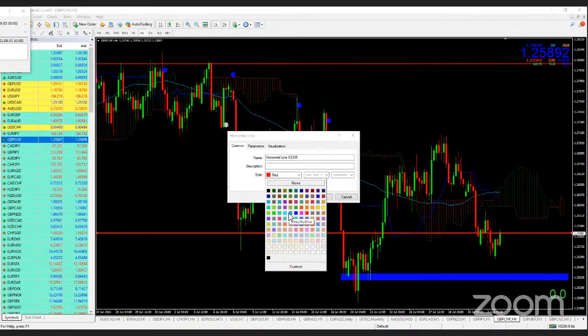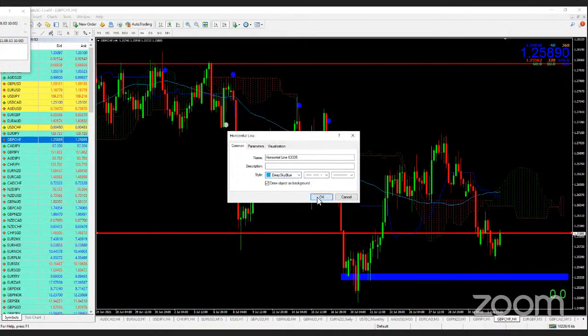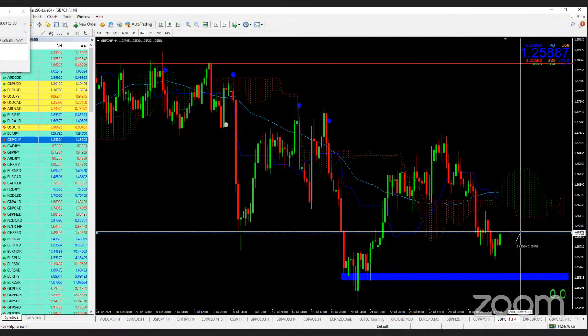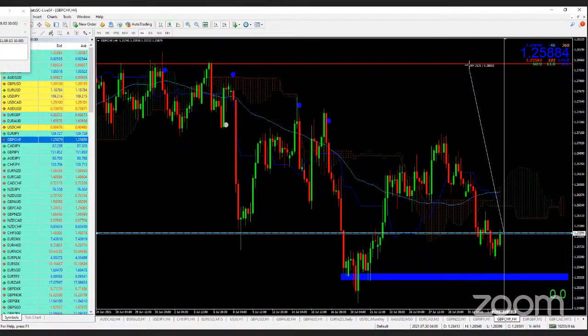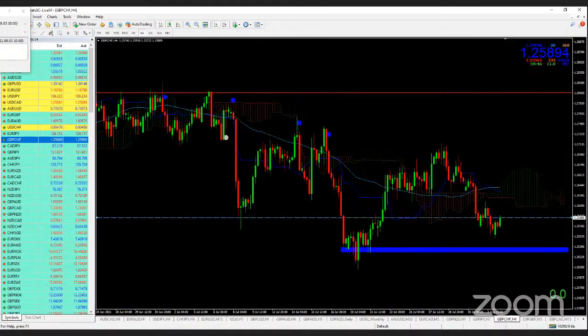Let's use blue. So if we look to get in here, from here to there, that's like 210 pips. Not too bad. If you have your stop loss here, that'll be like 50 pips. If you have it at the bottom there, that's like 90.